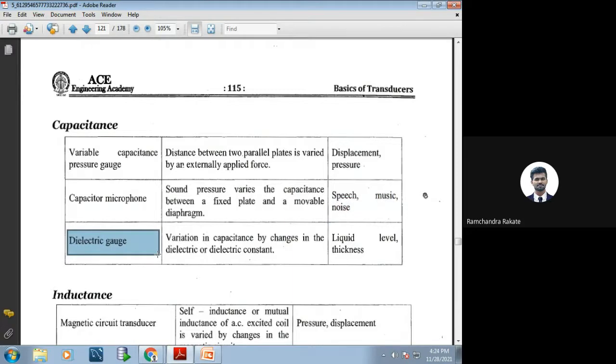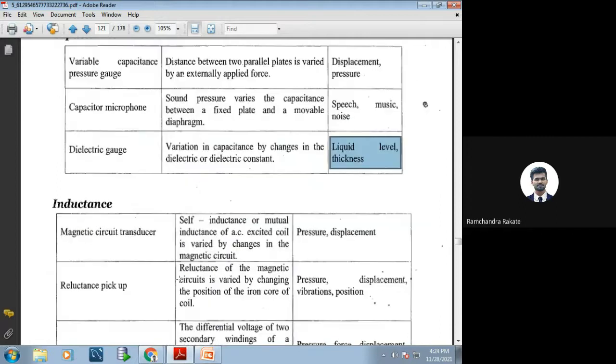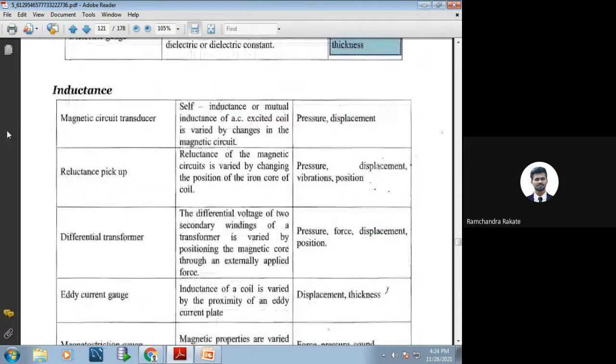Then we have the dielectric gauge. So variation in the capacitance by changes in the dielectric and dielectric constant. Liquid level and thickness we measure using the capacitance. Then we have inductance.